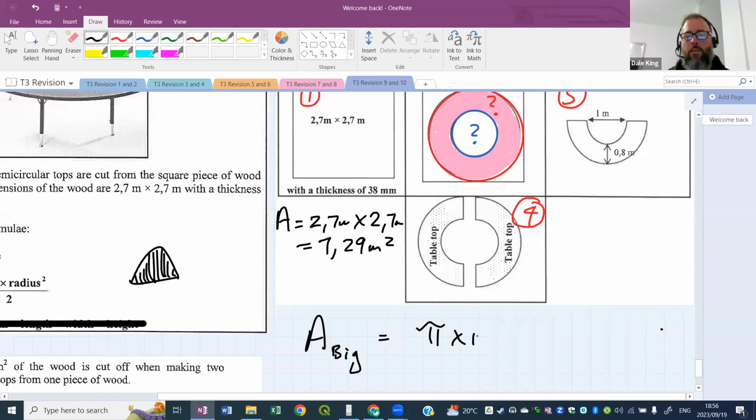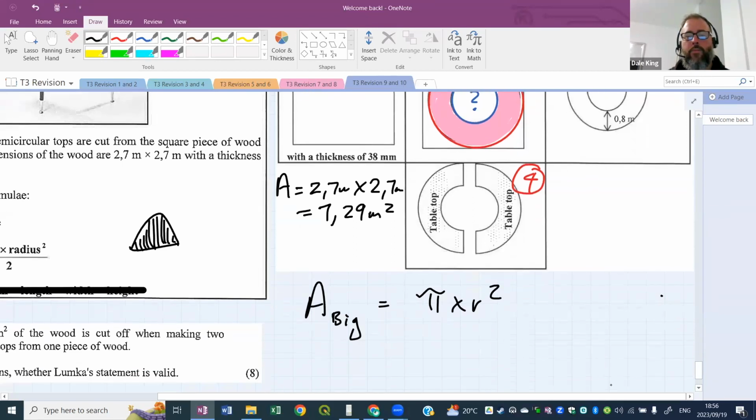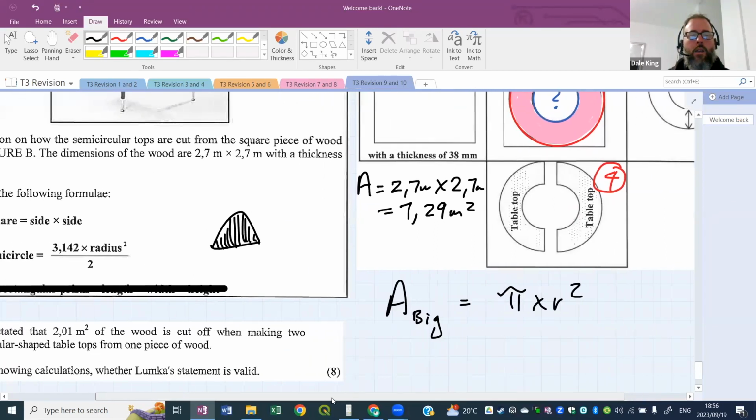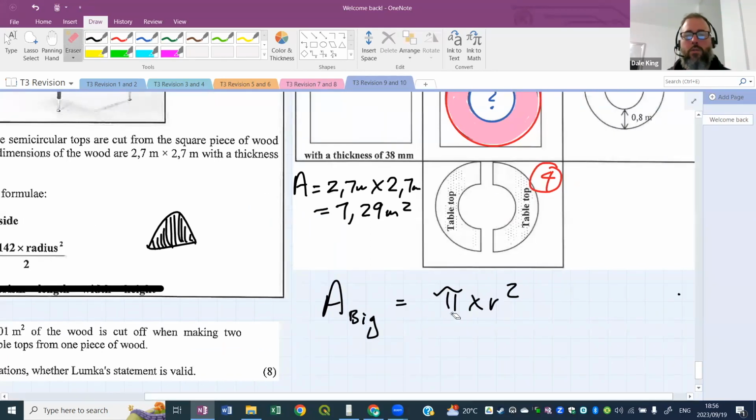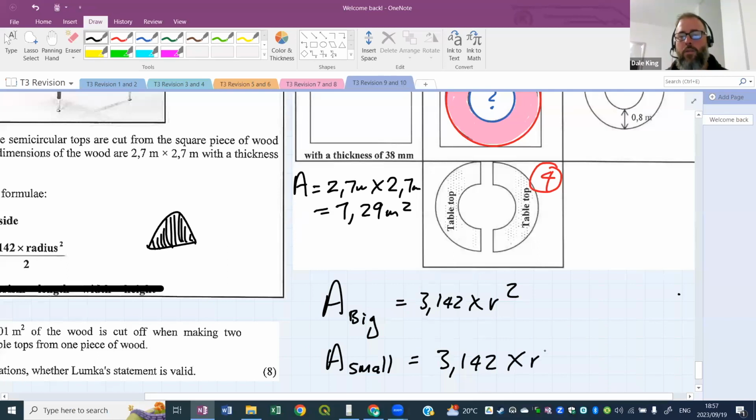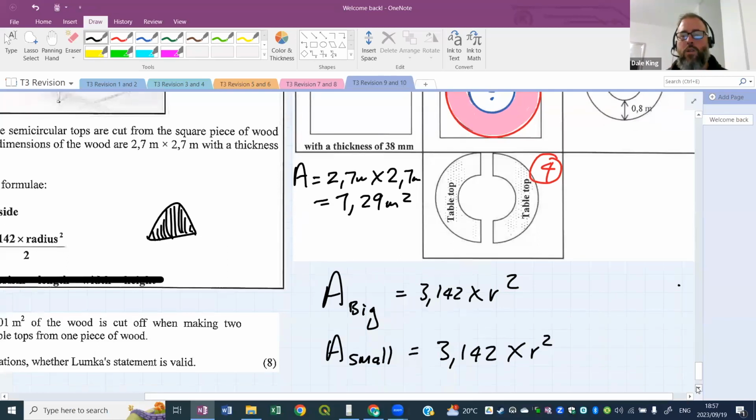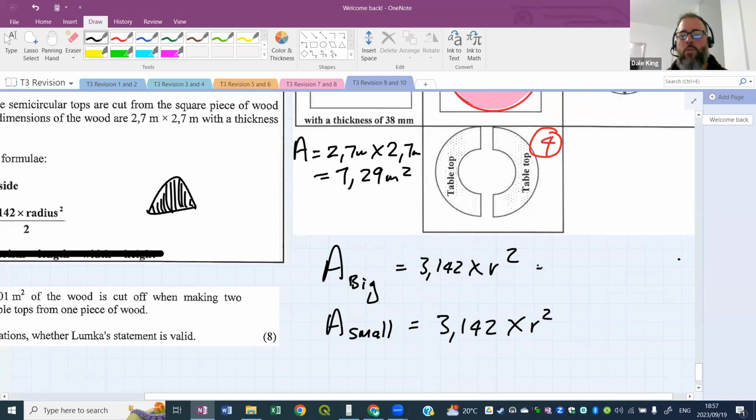Are you happy with that? Yes. Okay. And they say use 3.142, so I'm going to change pi to 3.142. That'll give us the pink circle as if the whole thing was pink. And then we're going to work out the area of the small inside, because that mustn't come with. That has got to be left behind. You happy with that, Khabo? Yeah. All right. So we're going to do two calculations here. Do the big one and then do the small one.